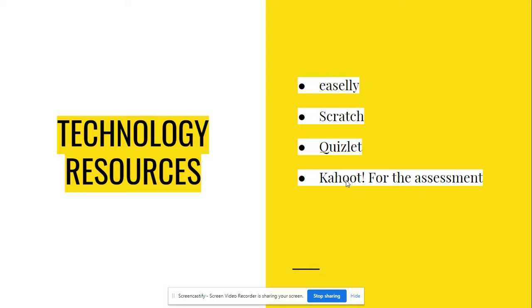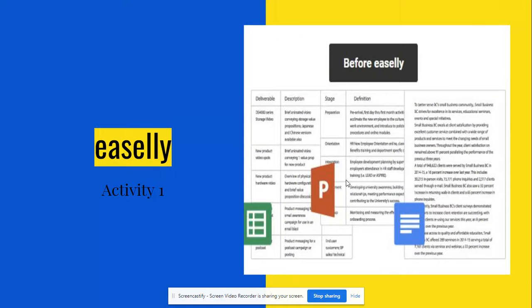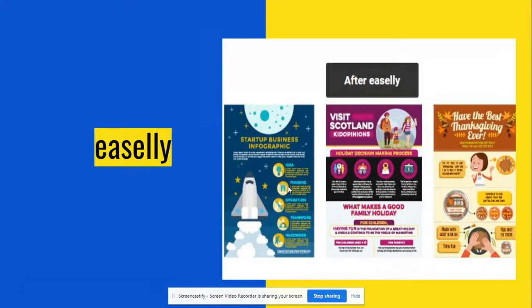Now let's talk about Easelly. Pictured here is something that somebody would be creating before Easelly. Look, it has a lot of words. And pictured here is something that you can do with all those words after you've got an account with Easelly, and see how colorful and beautiful these infographics are. And students will have a blast creating these, and the teacher can actually use these in her classroom, post them up.